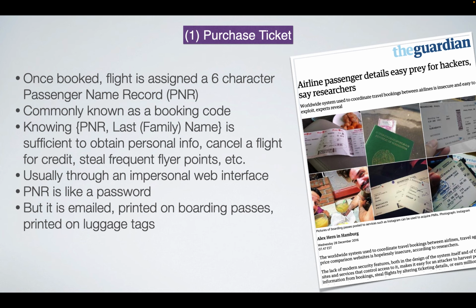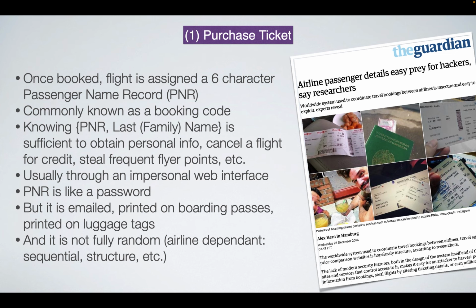So if I'm in line behind you and you have your suitcase and you're about to check it and you have your luggage tag on your bag, I just take a picture of the tag as I walk by. Now I know your code. I can change all of your information. Your last name is probably printed on it as well. Certainly, if you're holding your boarding pass in your hand, I walk by, take a picture of it, then I'm going to get your last name and your PNR.